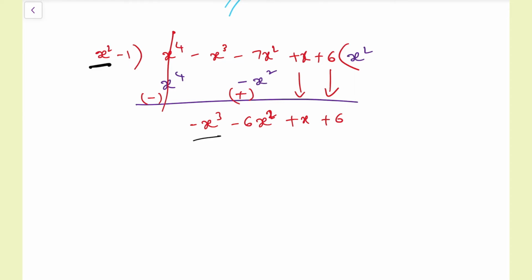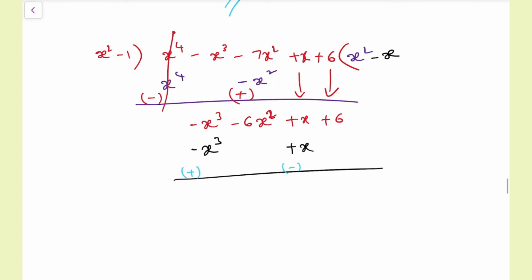So we will get minus x cube, x square into minus x. X square into minus x is minus x cube. Then minus 1 into minus x is plus x. Again we are doing subtraction, so minus becomes plus, plus becomes minus. Minus x cube plus x cube cancel, dropping minus 6x square as it is, plus x minus x cancel, plus 6 as it is. Next, x square should be multiplied by which number?